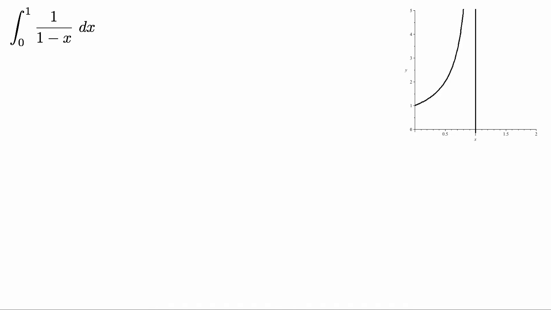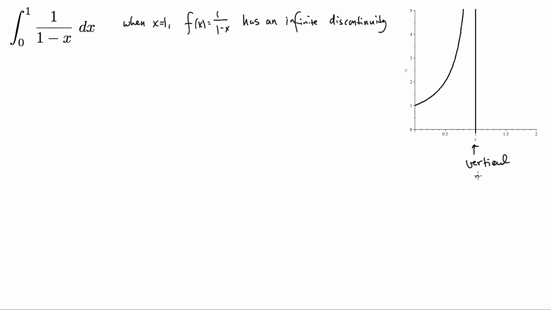So for example, if you take a look at this particular problem, you can see that when x is 1, the function 1 over 1 minus x has an infinite discontinuity. Basically, we have to be really careful when we get close to that value. So here is this infinite discontinuity. We would call it a vertical asymptote. Back in pre-calculus or even Cal 1, you would have talked about these.